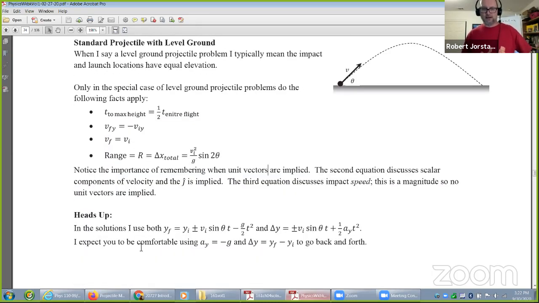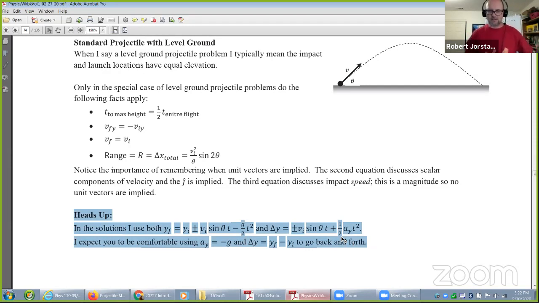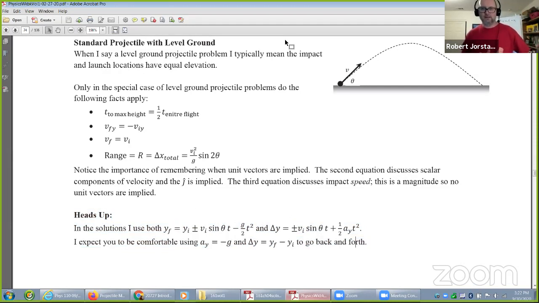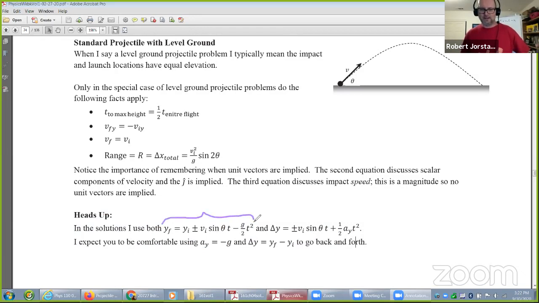All right, and again, you probably already noticed, sometimes I'm going to write the equations with the g in it, and sometimes I'm going to write it with the ay in it. Sometimes it's going to have the y final and y initial on opposite sides. Sometimes it's going to have the delta y. I assume you can use both. There we go. That's enough on that.